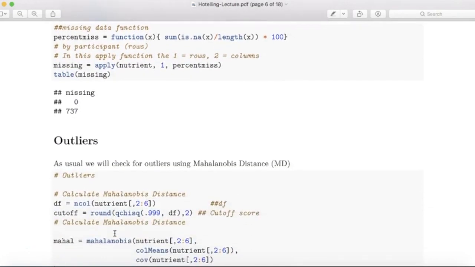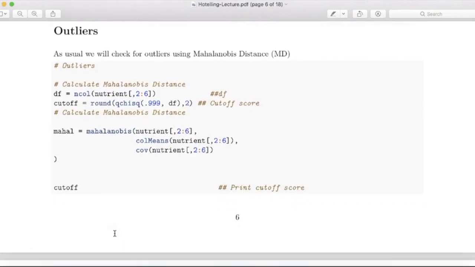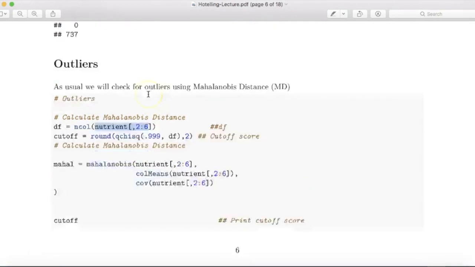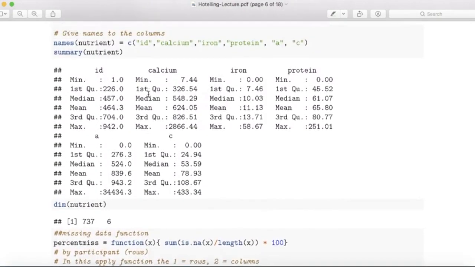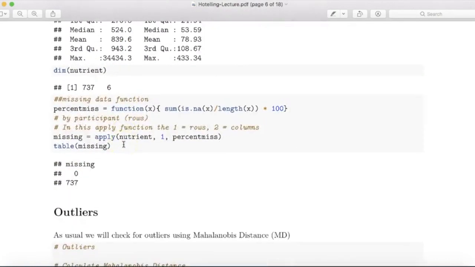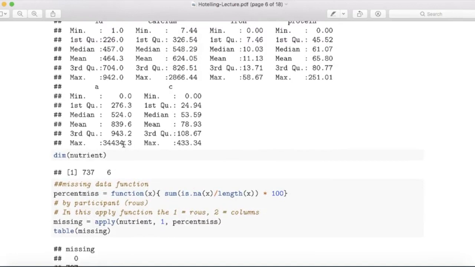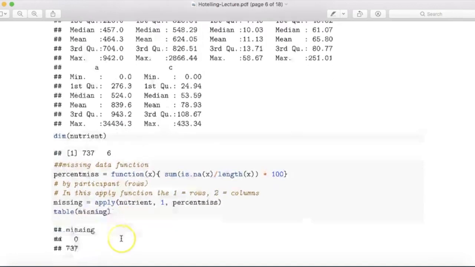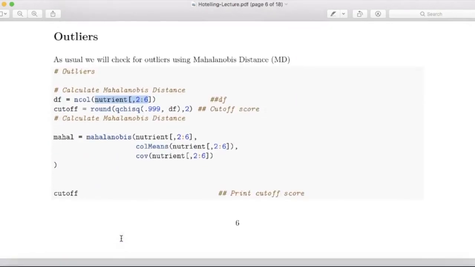I'm going to check for outliers using Mahalanobis distance. Notice here in the nutrient data how I'm using only columns 2 to 6. The reason I'm doing columns 2 to 6 is because the first column is ID, and I just don't need it for anything. Could I have just removed that column before I even started this? I could have. It would have probably been easier.